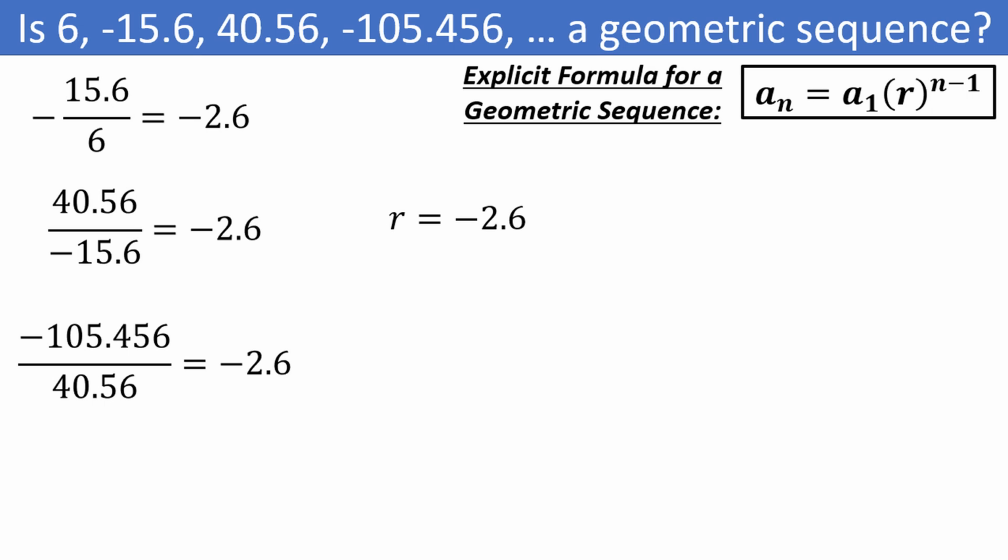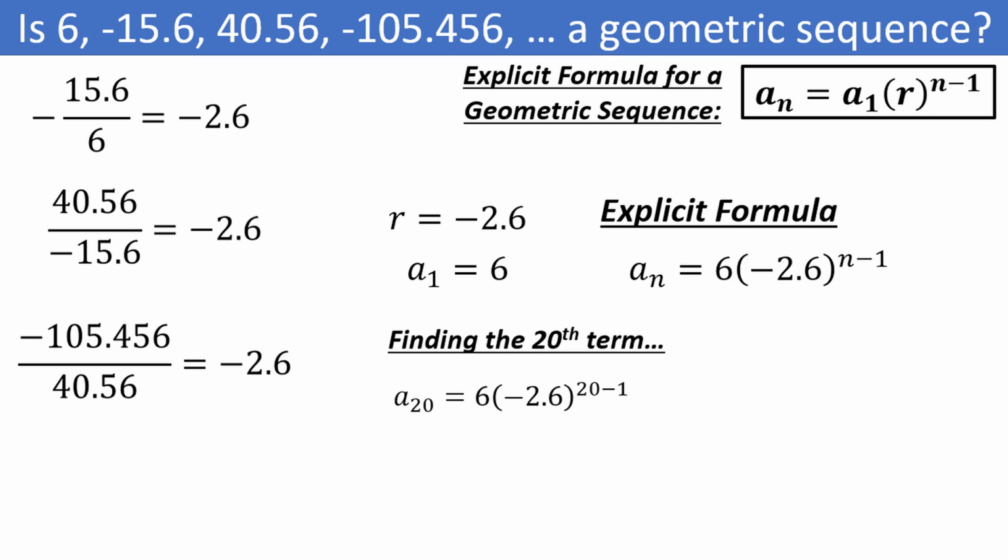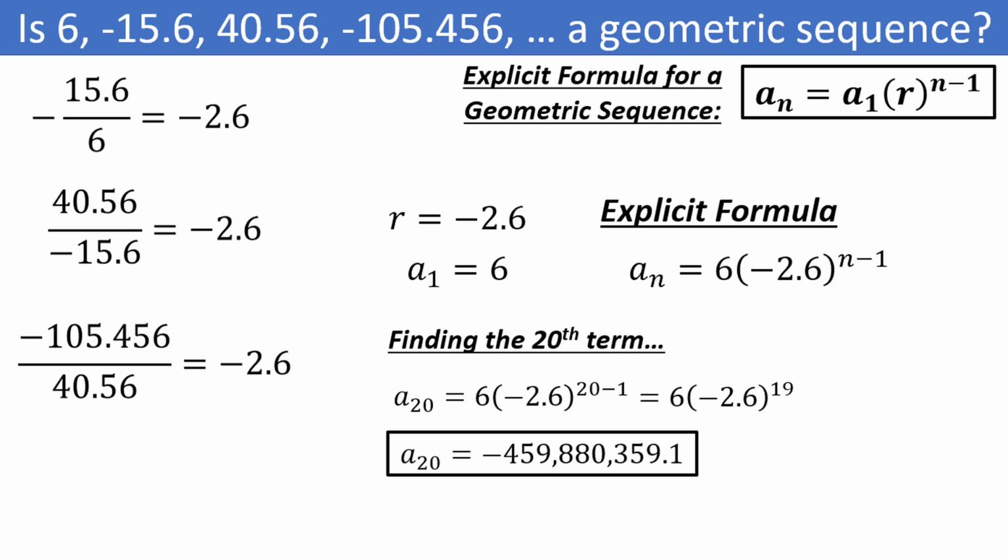So that means r is equal to negative 2.6, and that the first term is a sub 1 is equal to 6. The explicit formula for this sequence is a sub n is equal to 6 times negative 2.6 to the n minus 1 power. Let's find the 20th term. We have a sub 20 is equal to 6 times negative 2.6 to the 20 minus 1 power, which is 6 times negative 2.6 to the 19th power, which is, if you plug it into your calculator, negative 459,880,359.1. This is the 20th term.